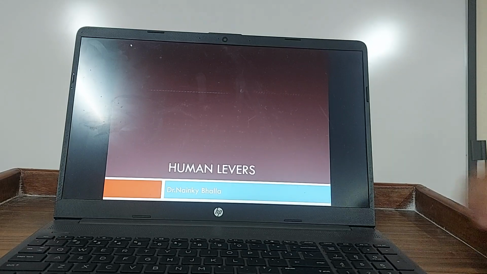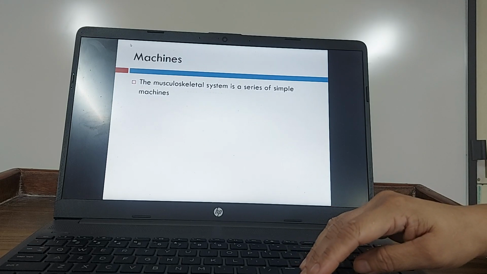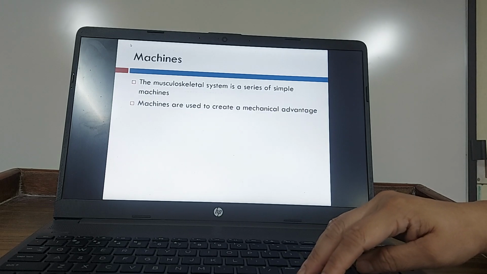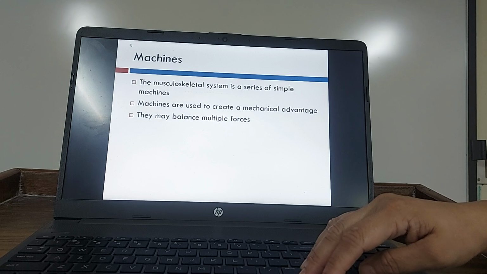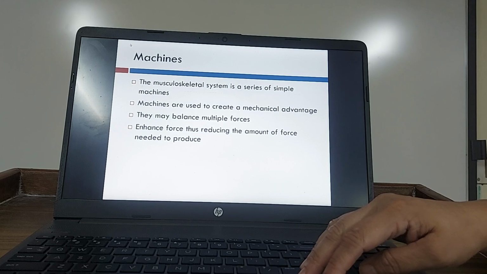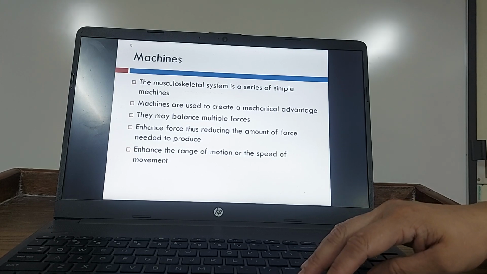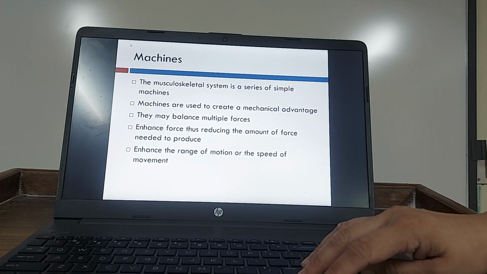Okay guys, we will be doing human levers today. Now, as you can see, we have machines. You have an idea of machines. A simple machine is a thing which gives us a mechanical advantage. The aim of any machine is to give us an advantage, that is, to reduce the human effort. Fine. It also balances multiple forces, and of course it enhances the force. It reduces the force also, and it can modify the direction of force. And it is also responsible for enhancing the speed of motion and the range of motion. This is the aim of a simple machine.